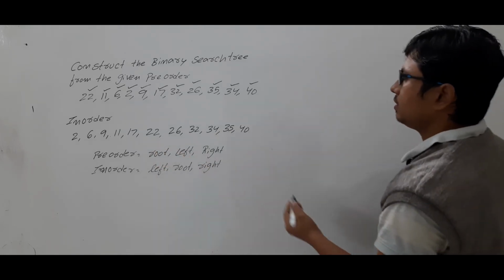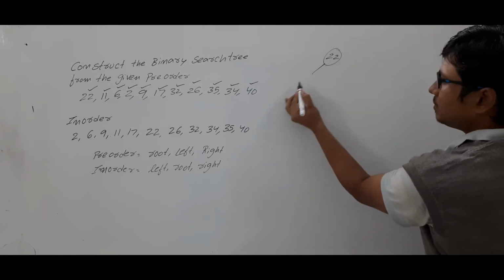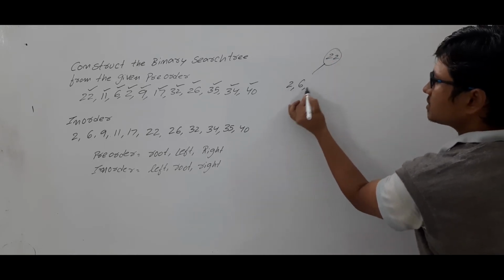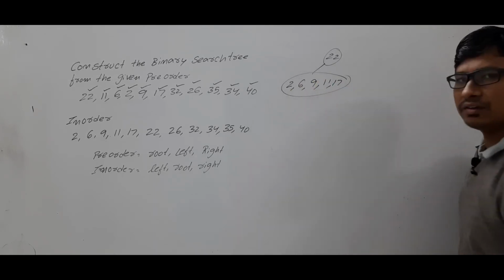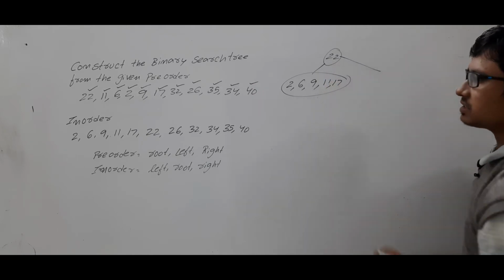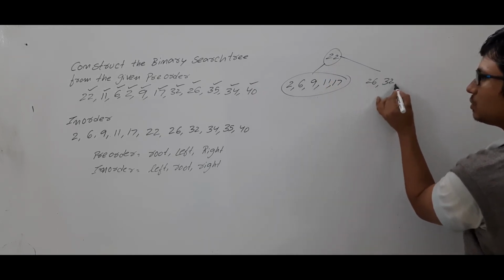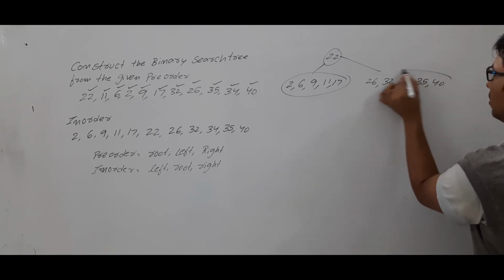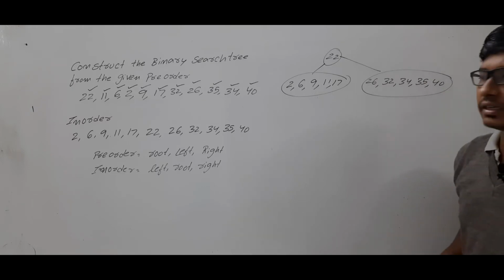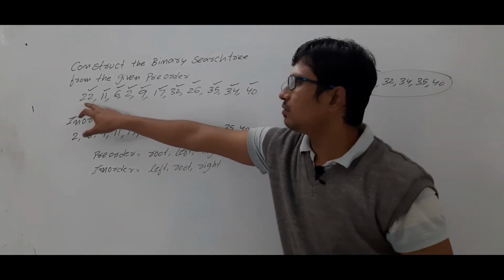So if 22 is the root node, the elements such as 2, 6, 9, 11, 17 will fall into the left subtree. The elements such as 26, 32, 34, 35, 40 will fall into the right subtree. Is it clear? Now we are done with 22.